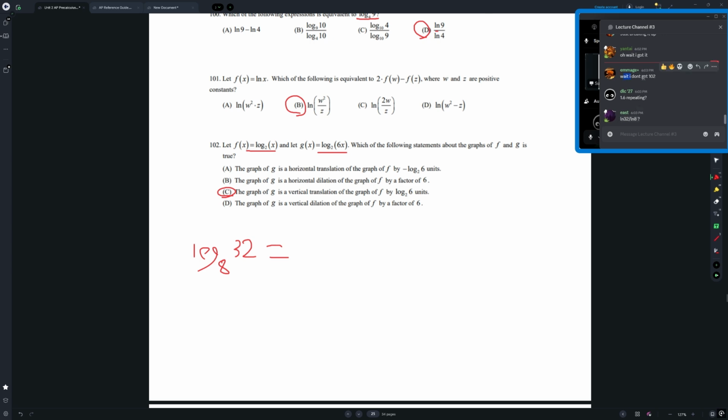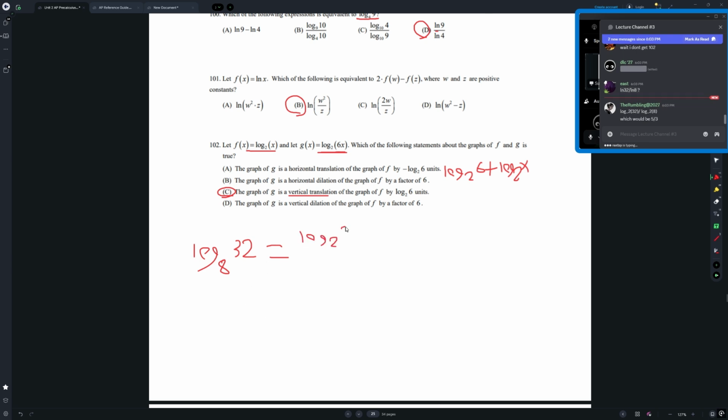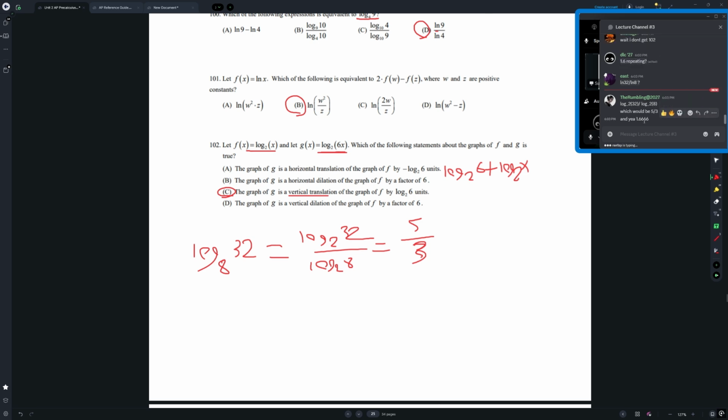Alright, I'll explain 102 while I wait for this. So the way you do 102 is you use the property of addition, or the product property, where it says log of 2, 6 plus log of 2x, which would be a vertical translation. And the answer for this would be log of 32 over log of 8, which would be 5 over 3. And yeah, 1.666 if you convert it to decimal.